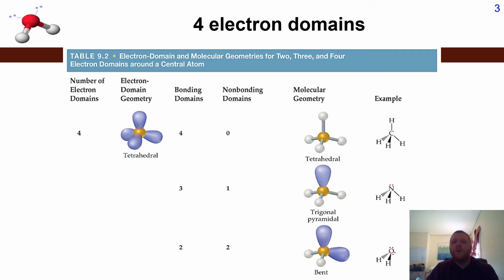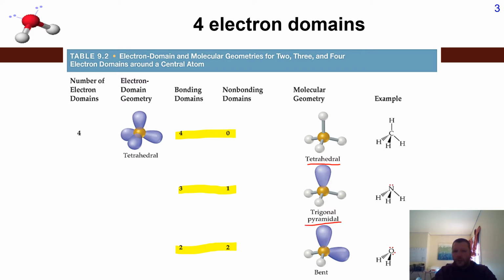When we have 4 electron domains, we can break that down into 3 different options: 4 bonding, no non-bonding; 3 bonding, 1 non-bonding; and 2 bonding, 2 non-bonding. Okay, so if we have CH4 as our example molecule for 4 bonding domains, no non-bonding domains, that molecule is a tetrahedral molecule. When we have 3 bonding and 1 non-bonding, we have a trigonal pyramidal molecule.